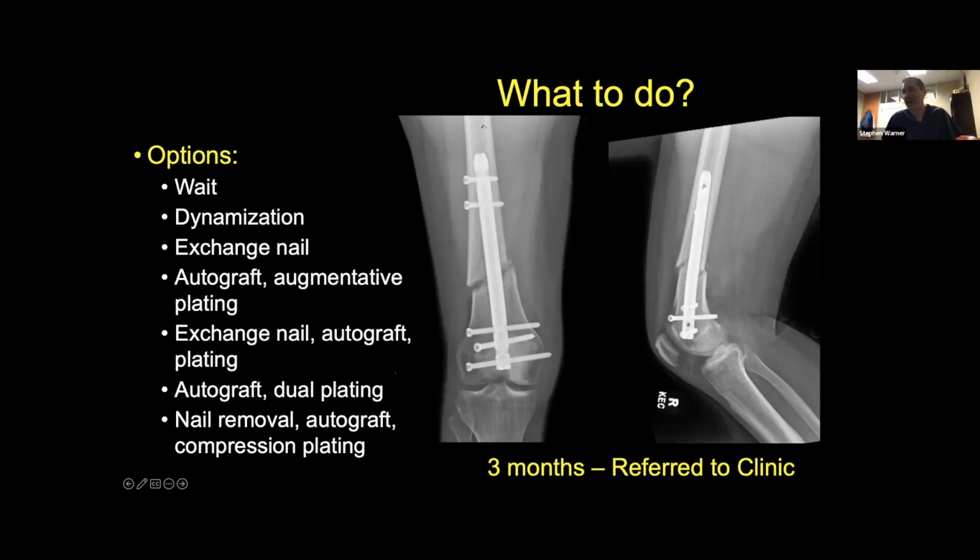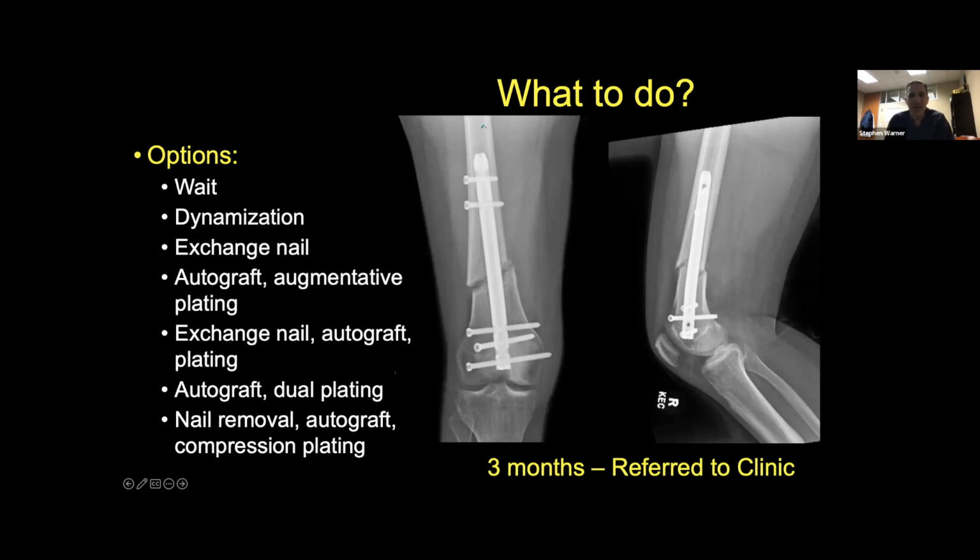But here's some options here. We can wait. You know, there's a comment in the Q&A box about what you consider non-union. Is 3 months too early to consider non-union? Again, we can go through all these other options: dynamization, exchange nailing, kitchen sink with exchange nail, autograft and plating. Maybe this would be a good case for just compressive plating once the nail is out. So lots of options. Go ahead and put in your vote. Let's see what people want to do.